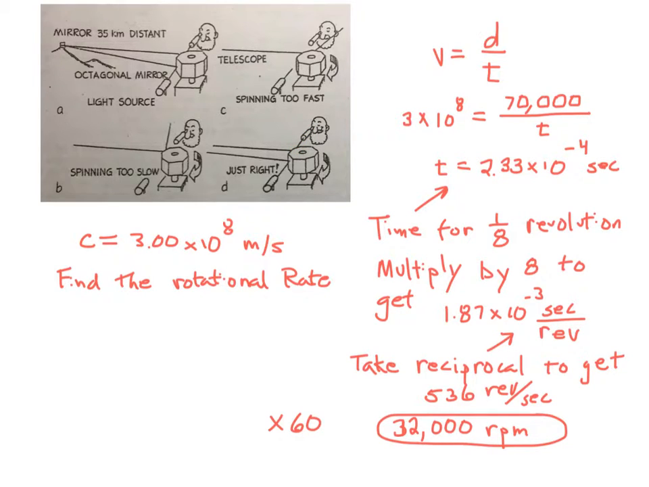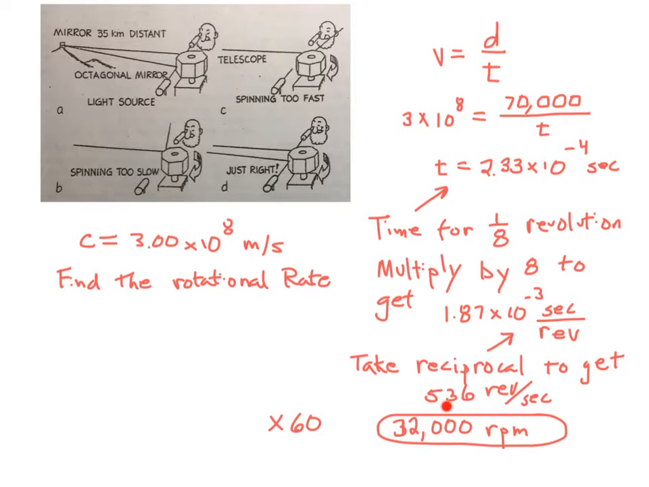So if you take the time for 1/8 of a revolution up here, multiply by 8, you get this. That's the time it takes for 1 revolution. 1.87 times 10 to the negative third seconds per revolution. Now, if you take that and take the reciprocal, the units come out, instead of seconds per revolution, revolutions per second, which I've done, 536 revolutions per second.